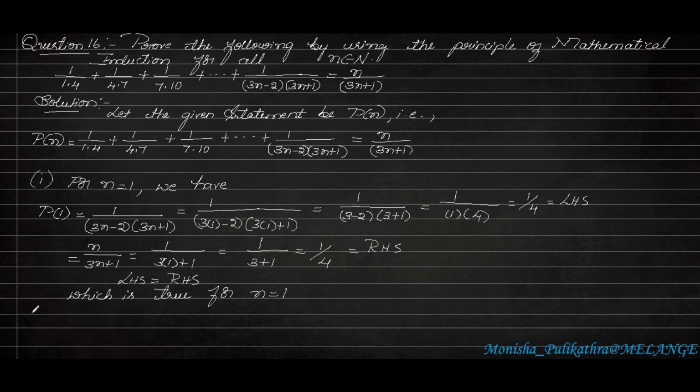In the same way, we have to prove for k. So P of k is true for some positive integer k. So here what we have to do, in the place of n, for this equation we have to substitute k in the place of n here. So let us continue this in the next slide.